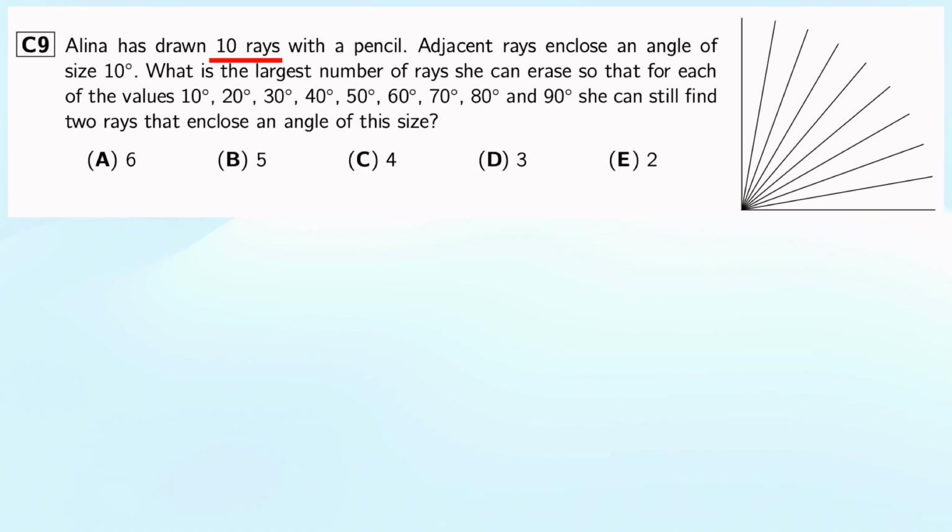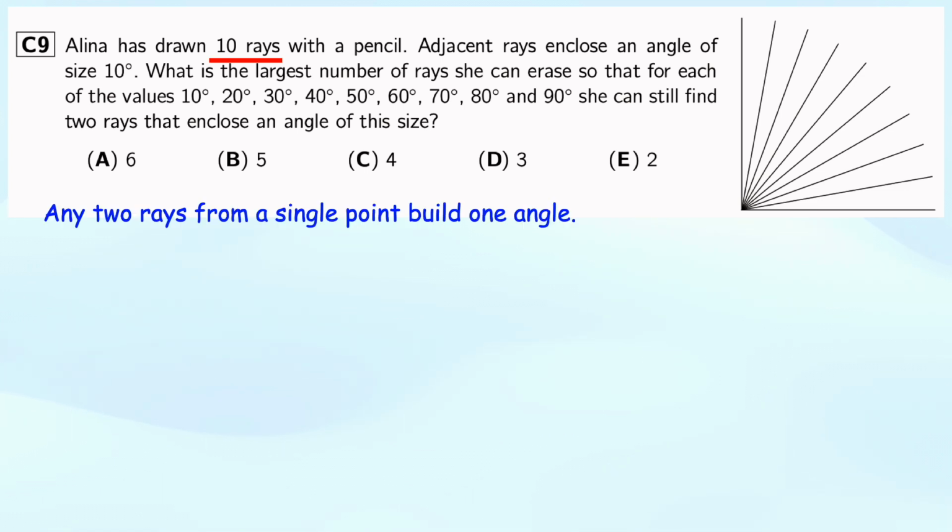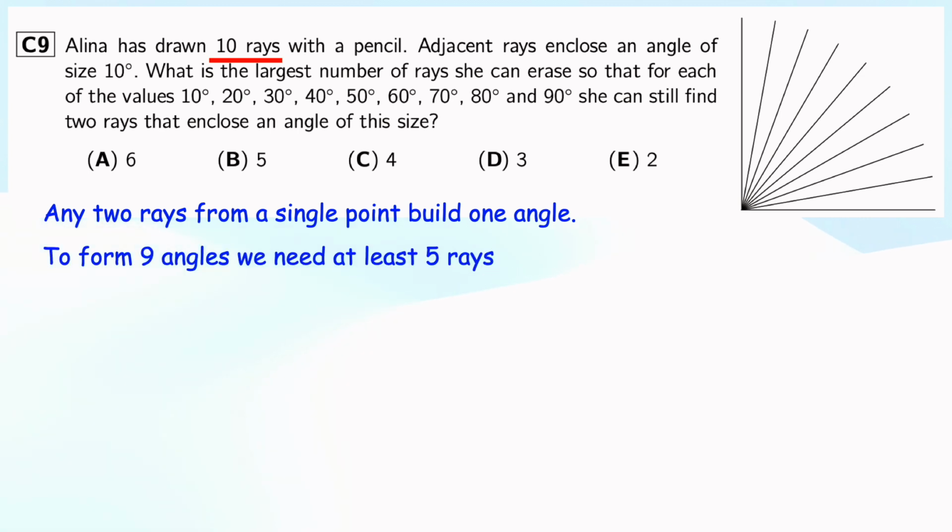This question might seem like it requires a lot of trial and error to find the answer. But it's actually a clever problem related to permutations and combinations. So now let me explain. First of all, we know that 2 rays form an angle. So in order to form 9 different angles from 10 degrees to 90 degrees, how many rays do we need at minimum? To form 9 different angles between pairs of rays, we need at least 5 rays.